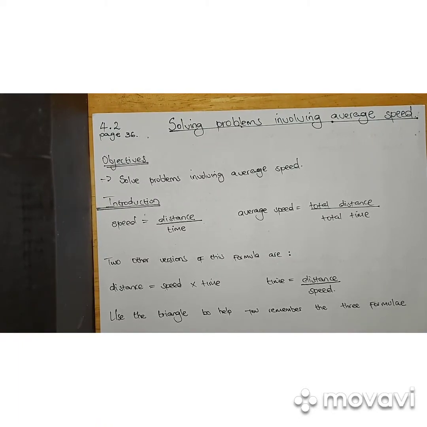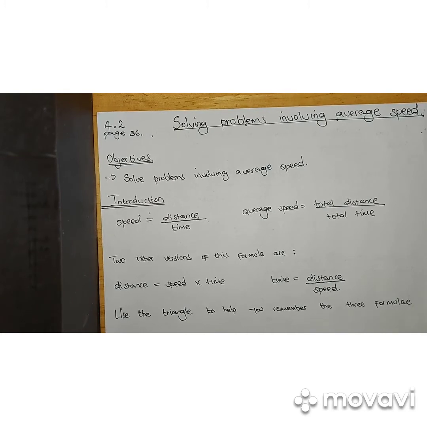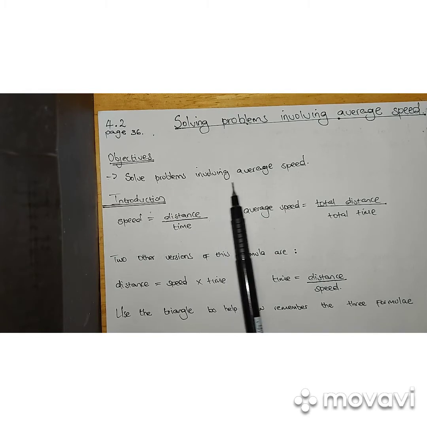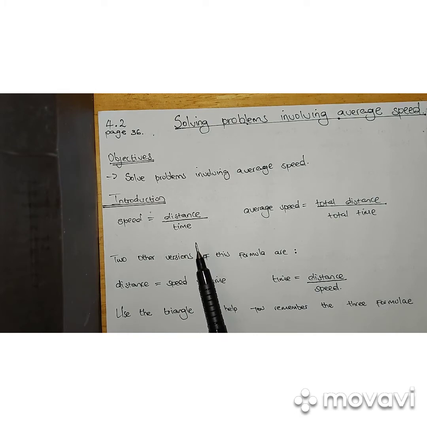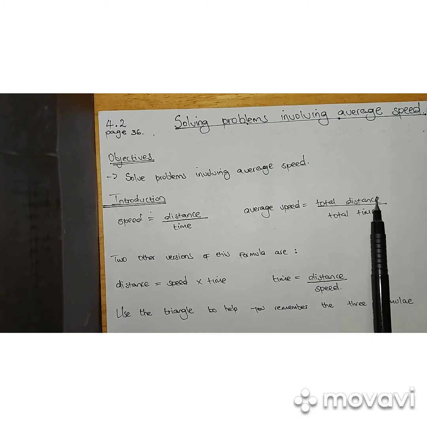In today's lesson, we are going to look at solving problems involving average speed. So the main objective of this lesson is for you to know how to solve problems involving average speed. How would you find the speed of an object? The speed of an object is the distance traveled over the time taken. So speed is equal to distance over time. Average speed, on the other hand, is equal to total distance over total time taken.